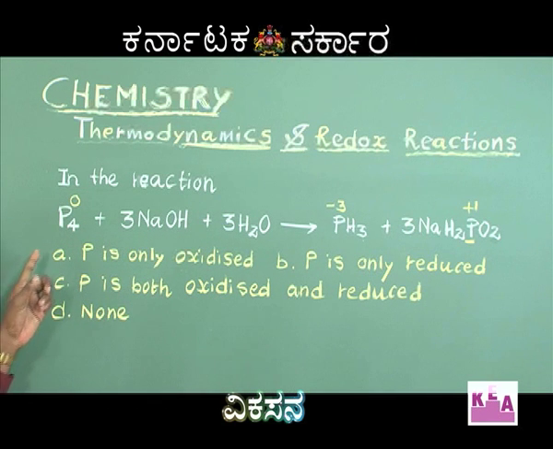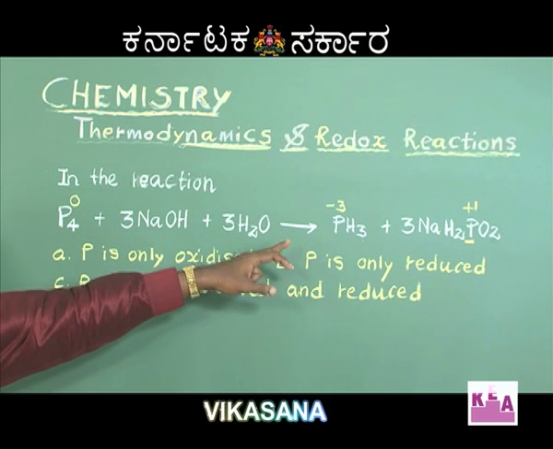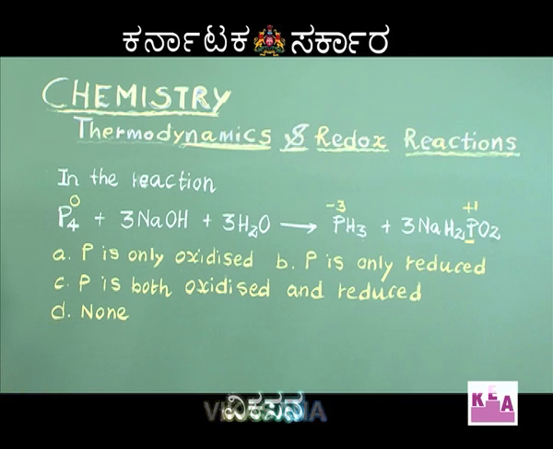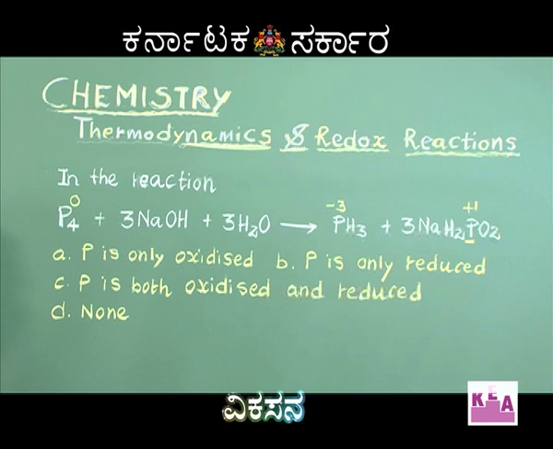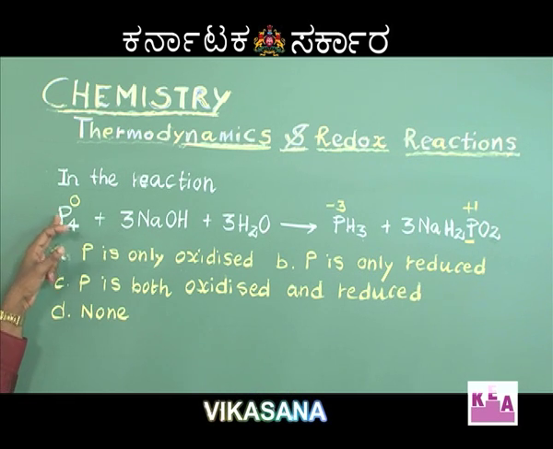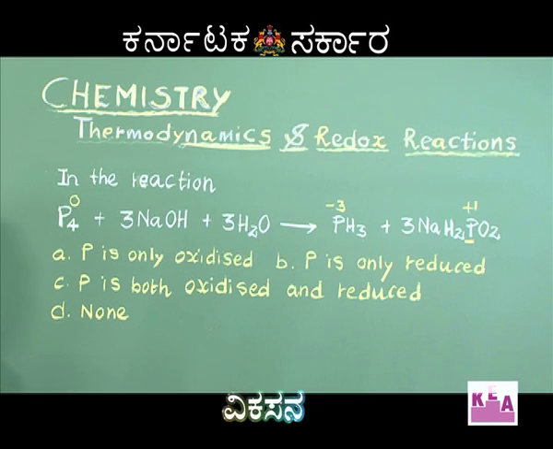Now, as I look into this example once again, 0 is becoming -3, a decrease in oxidation number. 0 is becoming +1, an increase in oxidation number. That means phosphorus is both oxidized as well as reduced. This is an example of a disproportionation reaction where the same element undergoes oxidation as well as reduction. Therefore, the right option is option C, P is both oxidized and reduced.